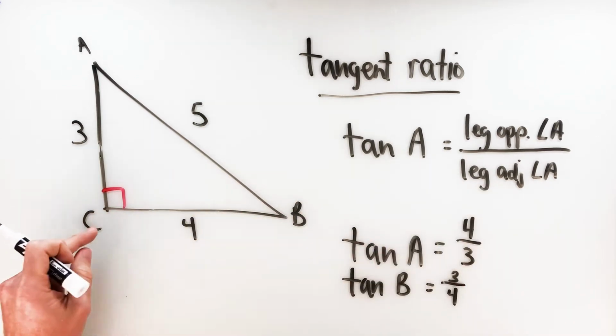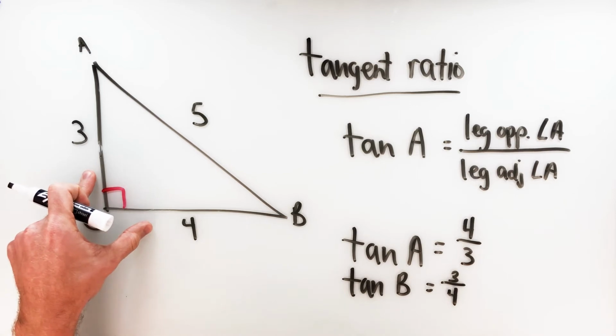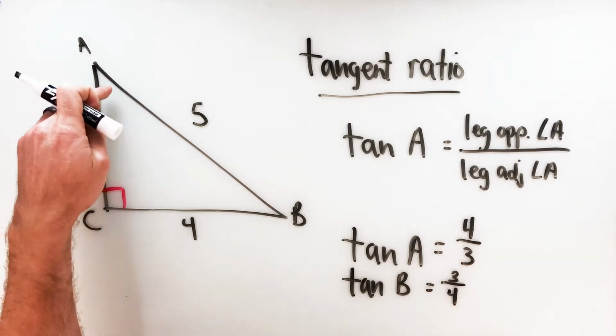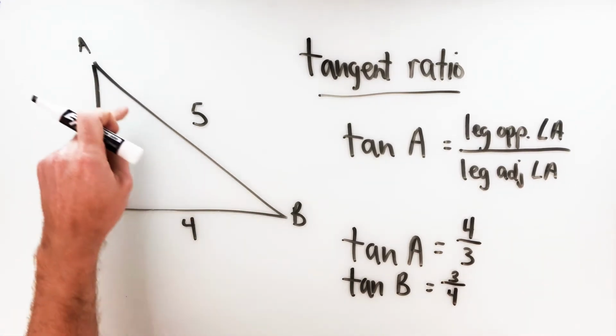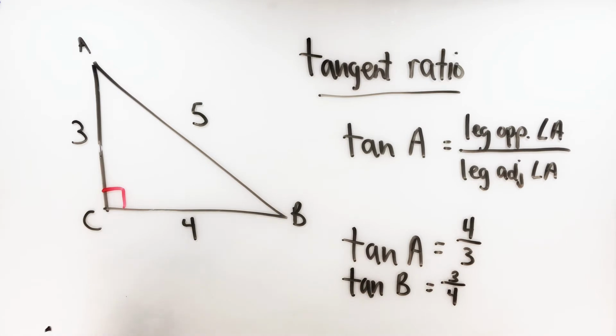And then the leg adjacent to angle C, what sides are next to angle C? They're both legs. I have two legs that are adjacent to angle C. So when we're talking about the tangent ratio, we're only talking about ratios in relation to the two acute angles. I can't take a tangent ratio for the right angle. Okay?